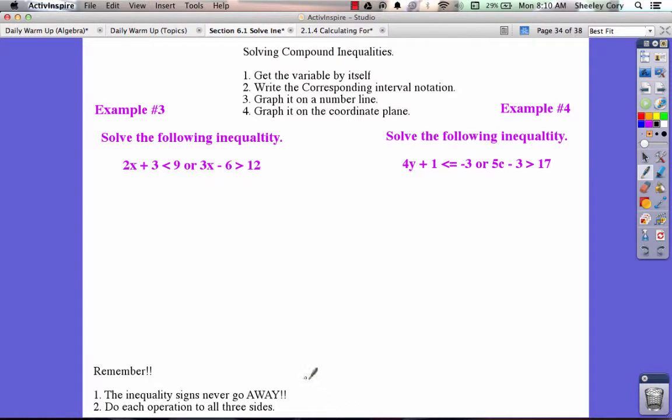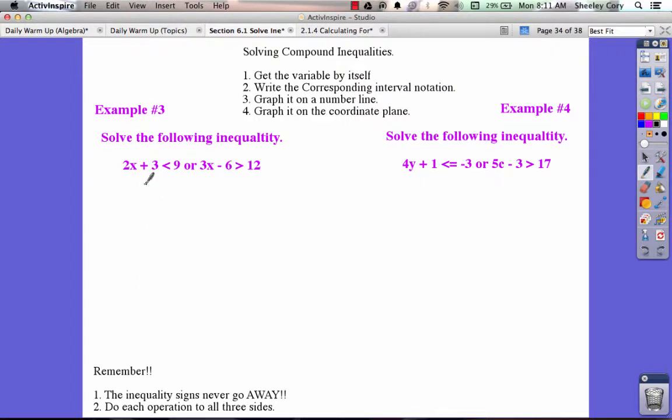Now let's look at the or sign. So we solved compound inequalities with the and sign. Now we're going to solve compound inequalities with the or sign. These ones are a little bit easier, I think. They're already split up for you, so you just solve the left side, figure out what x has to be less than or greater than, and then solve the right side. And then at the very end, you'll just write the notation, graph it on a number line, and graph it on a coordinate plane.